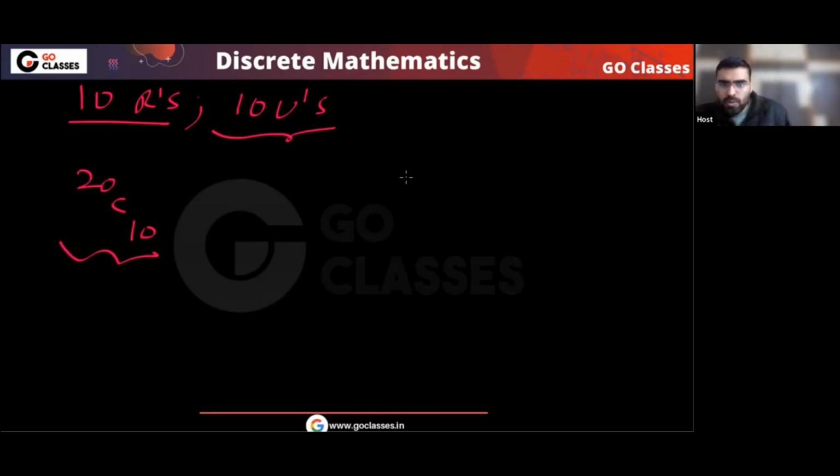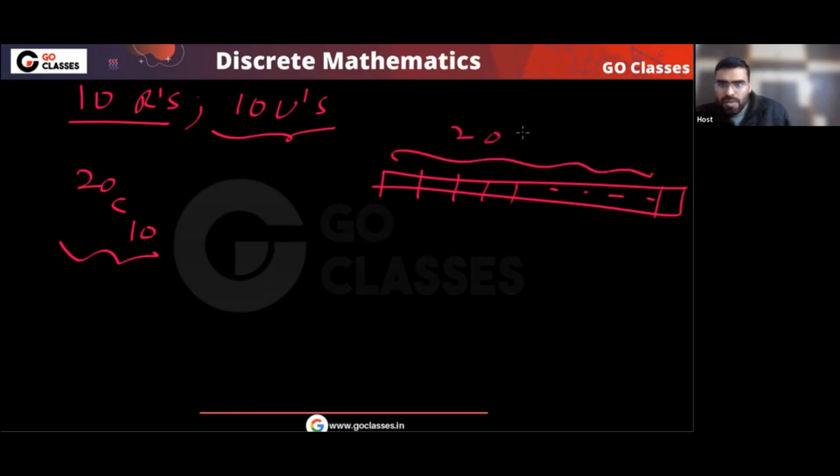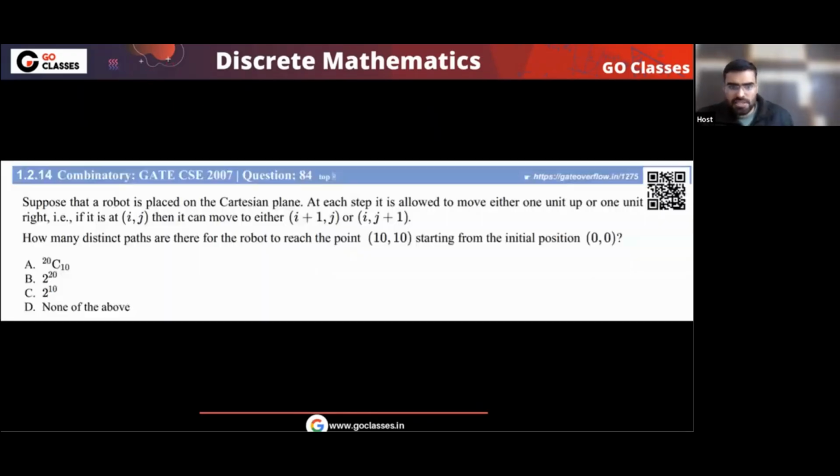Because there are a total of 20 positions. From these 20 positions, you can select 10 positions for R, and automatically in the remaining 10 positions you will go up. Like this, you can say the answer will be 20C10. The answer will be option A.